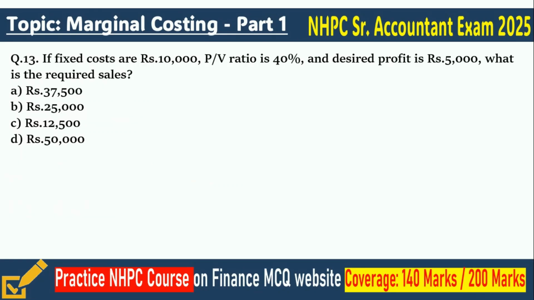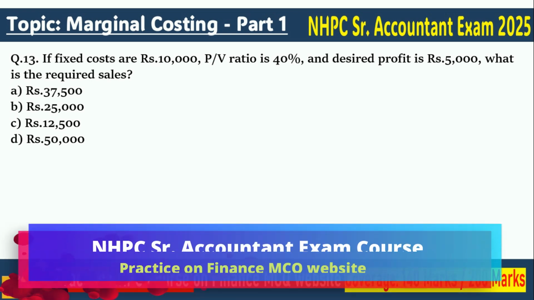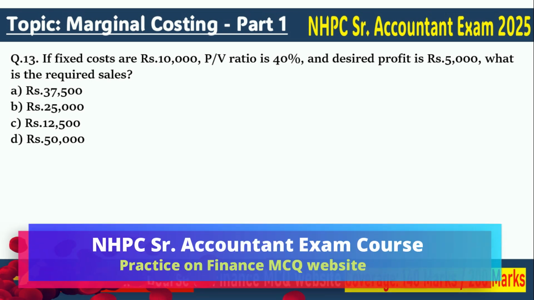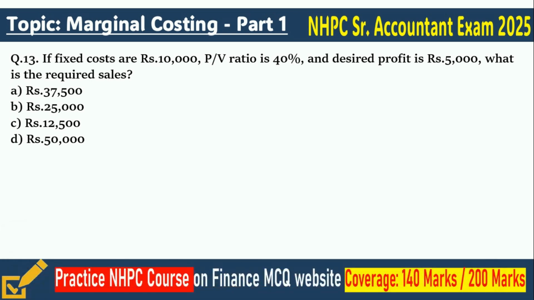If fixed costs are rupees 10,000, profit volume ratio is 40% and the desired profit is given as rupees 5,000, what is the required sales? A, 37,500, option B, 25,000, option C, 12,500, and last option, 50,000. So, friends, here they have asked us to calculate the sales. So, what would be the formula?